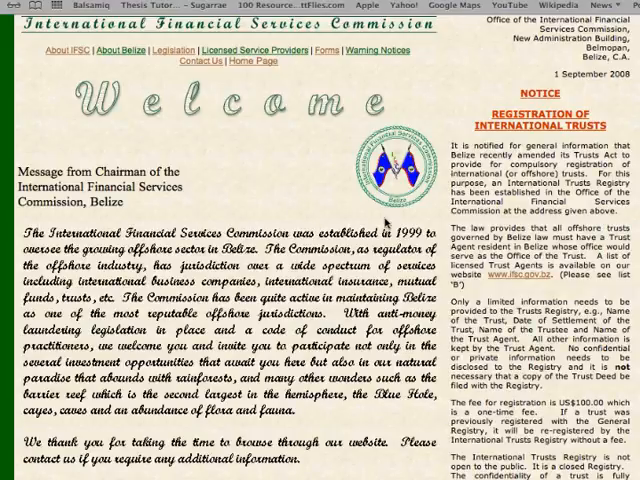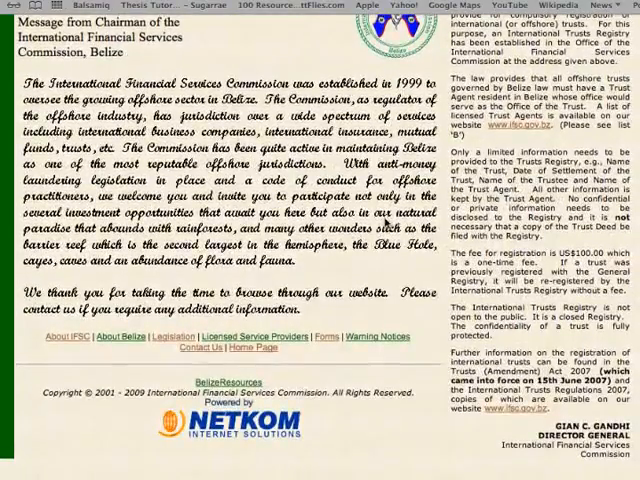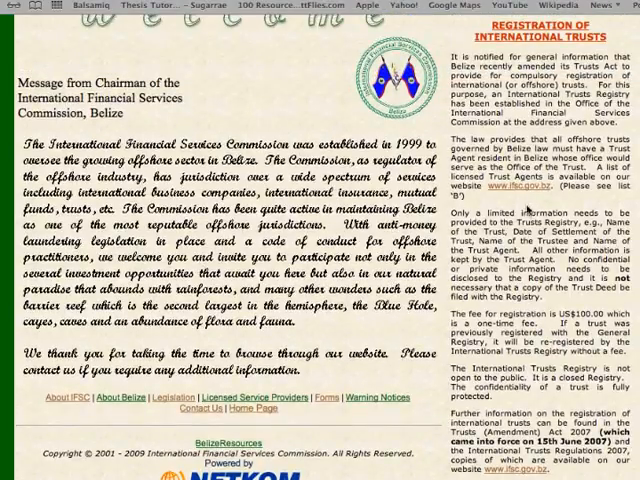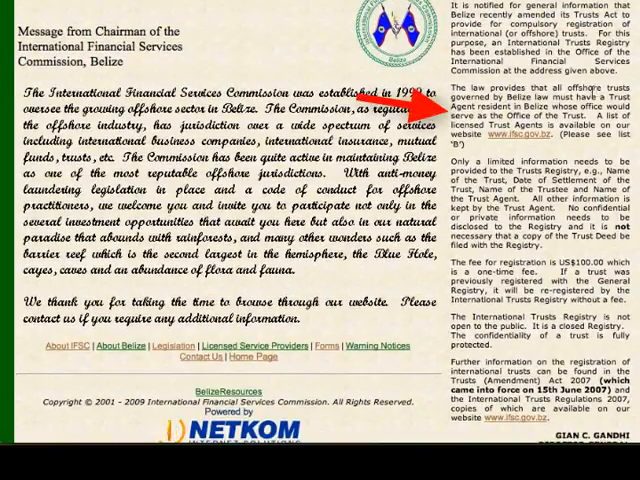First, I think that they're really going out of their way to make sure everybody knows that Belize is taking your privacy and your confidentiality needs very seriously. I want you to let me read this to you. The law provides that all offshore trusts governed by Belize law must have a trust agent resident in Belize.